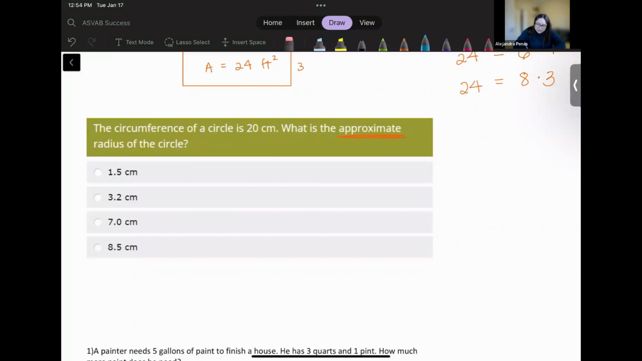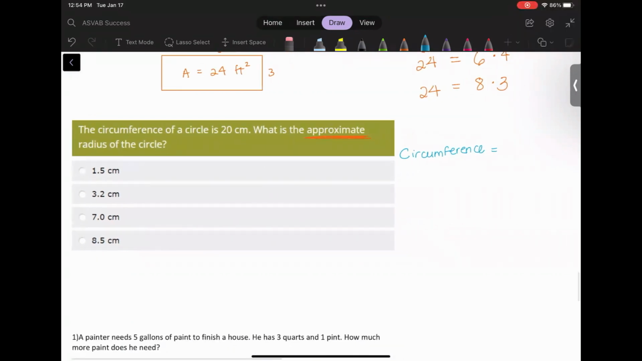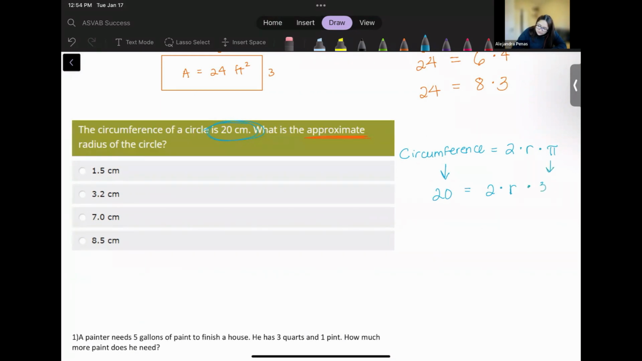So the circumference of a circle is always going to equal to what? What's the formula for circumference of a circle? 2 pi r. 2 times the radius times pi. Now they tell me the circumference is equal to 20, so I'm going to plug that in. 20 equals 2 times, I don't know what r is, that is what we're looking for, and I'm going to use 3.14 for pi.